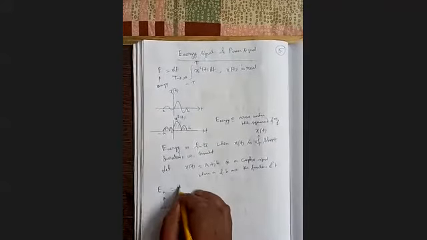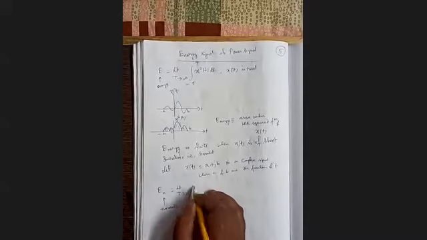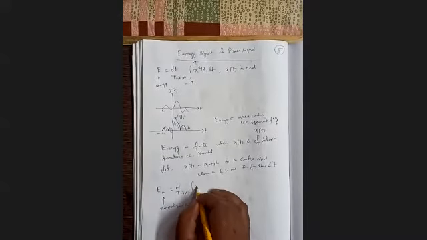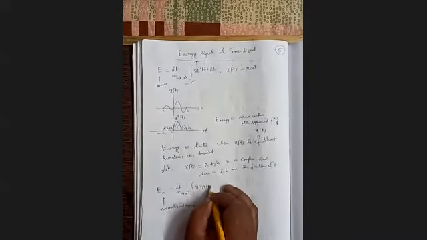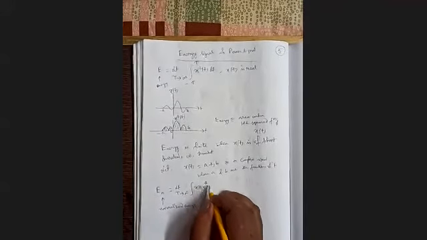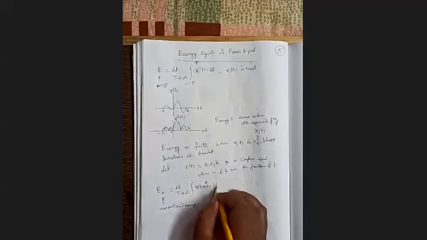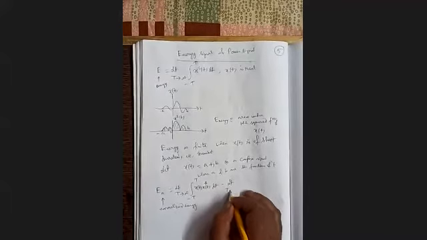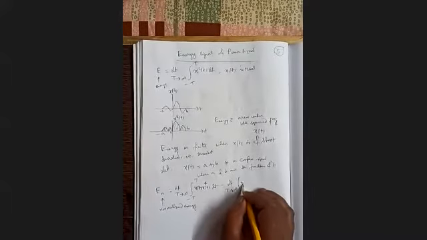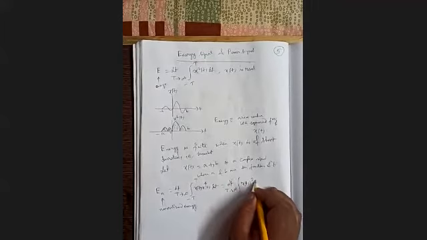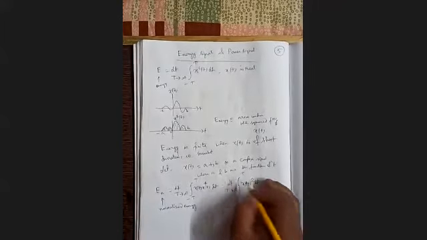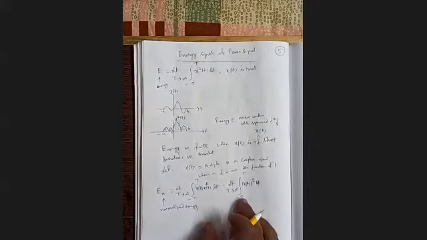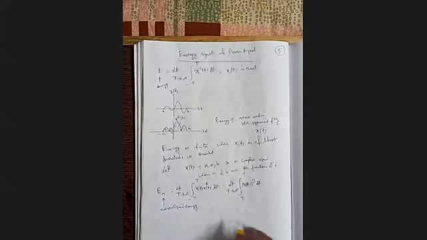Then it is the limit T tends to infinity of the integration of x(t) into x*(t) dt from minus T to plus T. Star means complex conjugate, or you can write a cap also. This is, limit T tends to infinity, mod of x(t) square dt from minus T to plus T. It is not simply square. How?